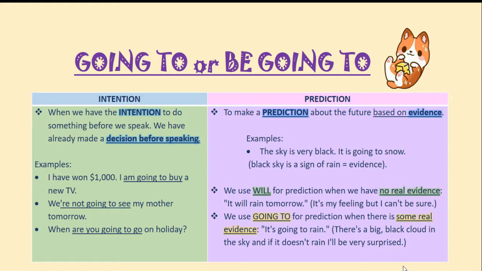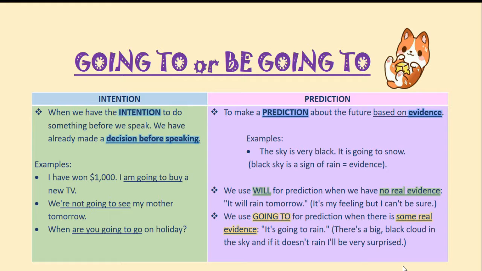The sky is very black. It is going to snow. What do we mean with that? That you can see the black sky and it is obviously a sign of rain, okay? Therefore, that is our evidence. If we see that the clouds are really dark, that it's getting dark inside even, we can notice, we can guess that it is going to rain, okay?